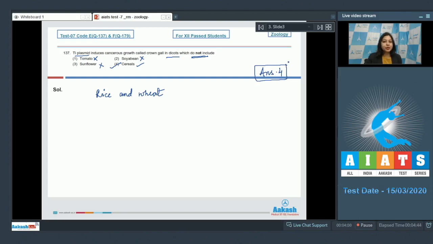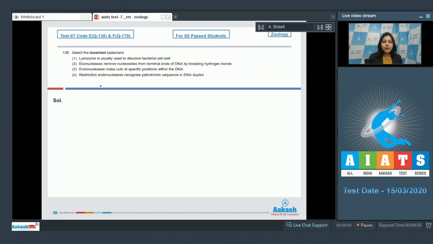Moving on to the next question, students. Question number 138. Select the incorrect statement. Lysozyme is usually used to dissolve bacterial cell wall. This is a correct statement, as lysozyme is used to dissolve bacterial cell wall. Number 2, exonucleases remove nucleosides from terminal ends of DNA by breaking hydrogen bonds.